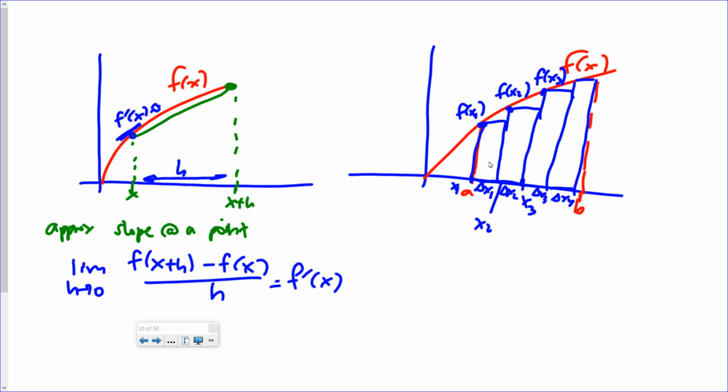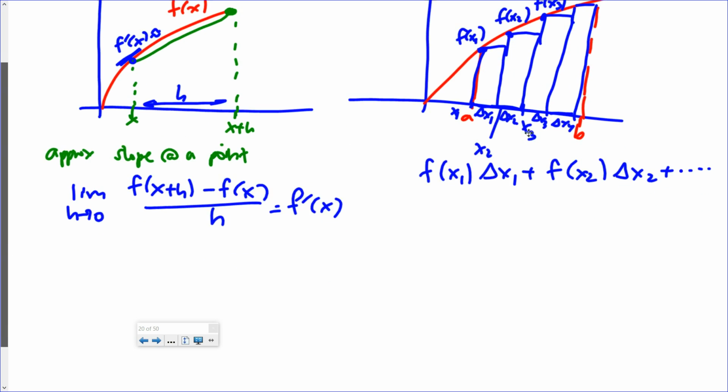If I wanted the area of each of these rectangles, I added them together. That'd be an approximation of the area under the curve. So that would be f of x1 times delta x1 plus f of x2 times delta x2, and so on. Does that make sense to you guys? So the way we write it is the summation of f of xi times delta xi. That makes sense too, right? As i goes from 1 to however many rectangles there are, so i goes from 1 to n.